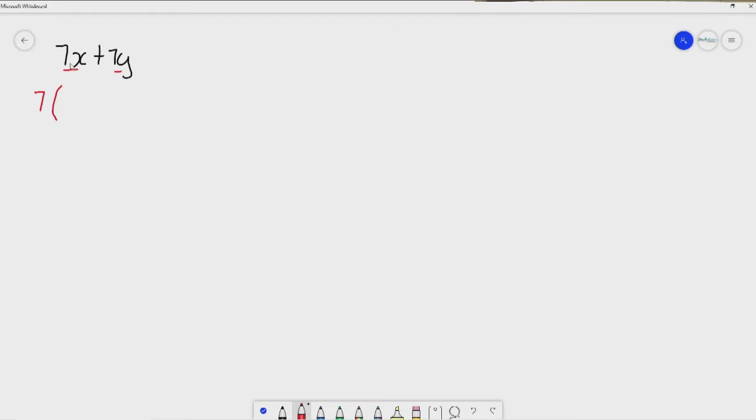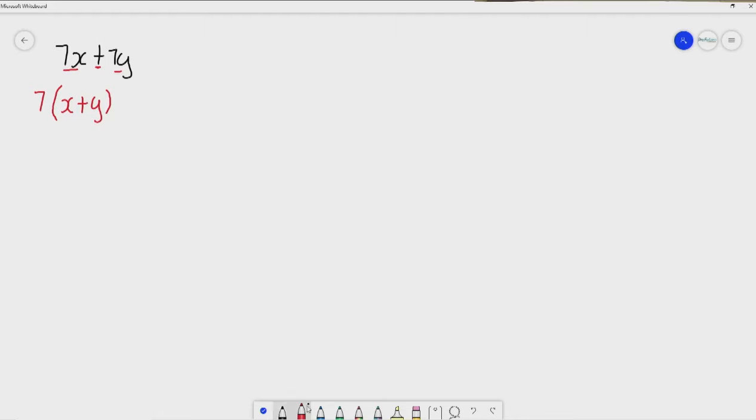Now 7x divided by 7 would be 1x, but in mathematics it is understood that whenever we see x standing by itself, that there is actually a 1 in front of it. So we don't need to write 1x. We could just write x. There is an addition sign, so we write it back. 7y divided by 7 is just y.